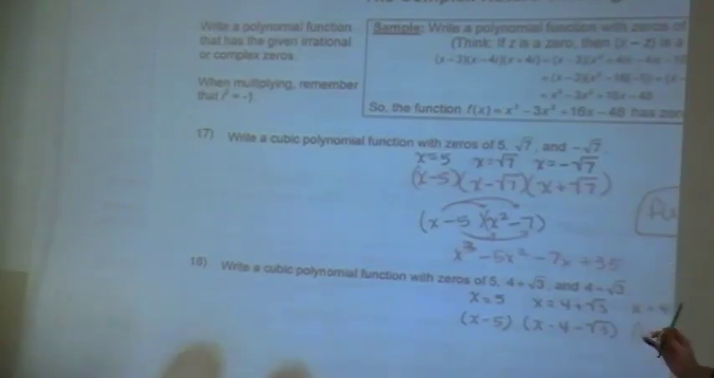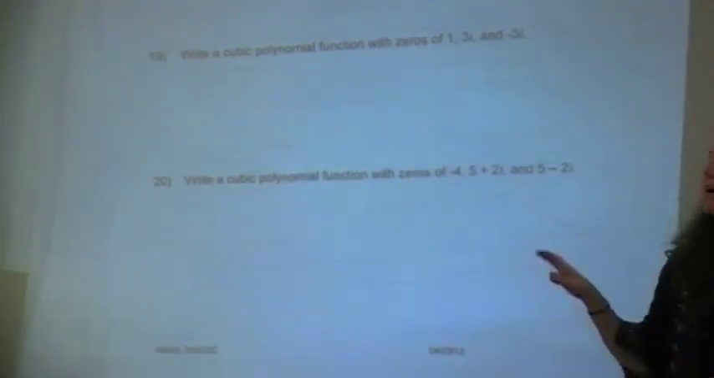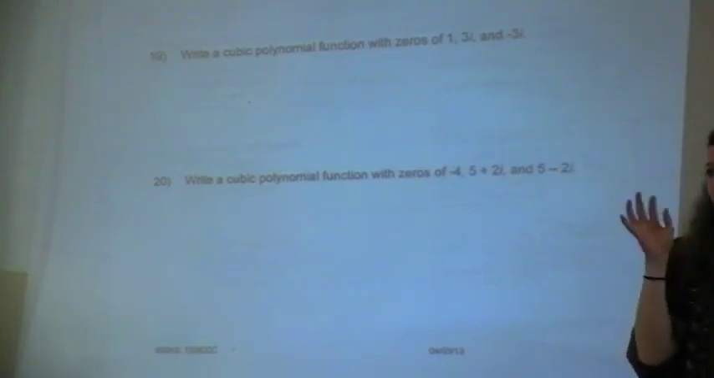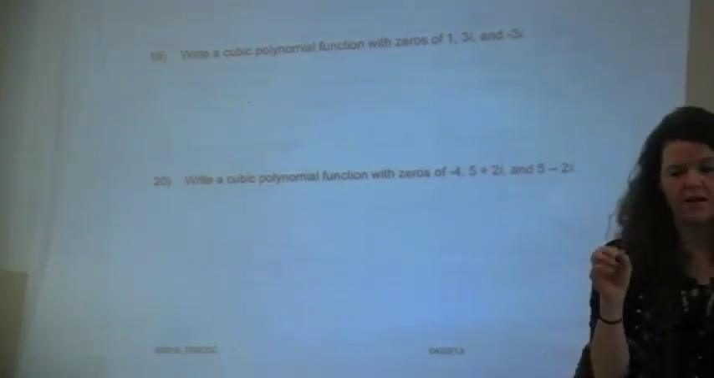So make sure you do that on 19 and 20. You've got those i's. And look, if you do 19 and 20 and you don't have a lot of stuff cancel, then you probably need to go back and check everything again, because lots of stuff should cancel.